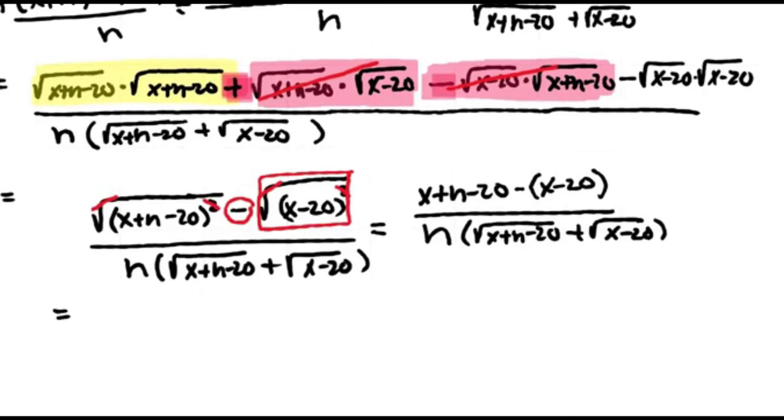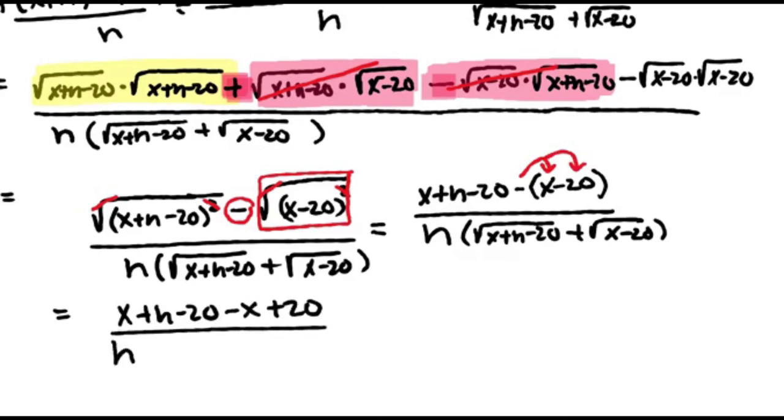So now that the radicals are gone in the numerator, we're going to use the distributive property to get rid of these parentheses. That's x plus h minus 20 minus x plus 20. We're leaving that denominator alone again: square root of x plus h minus 20 plus square root of x minus 20.